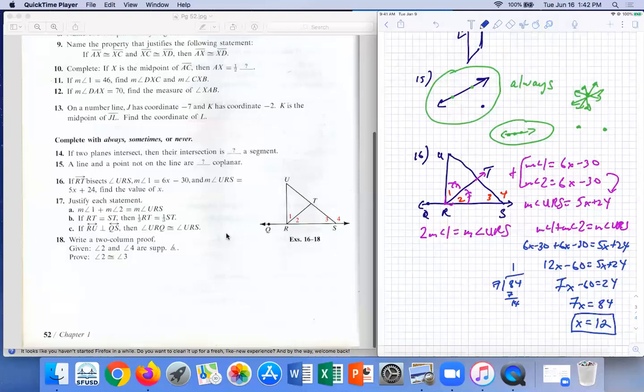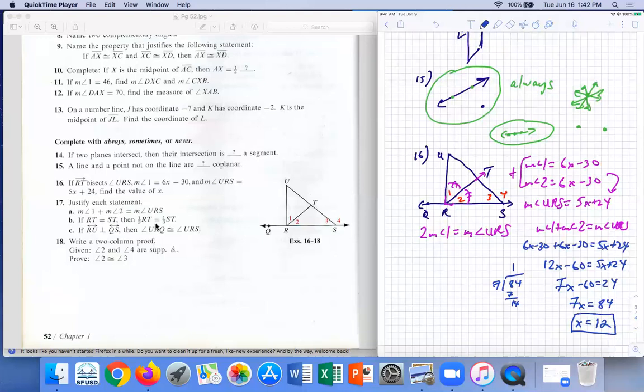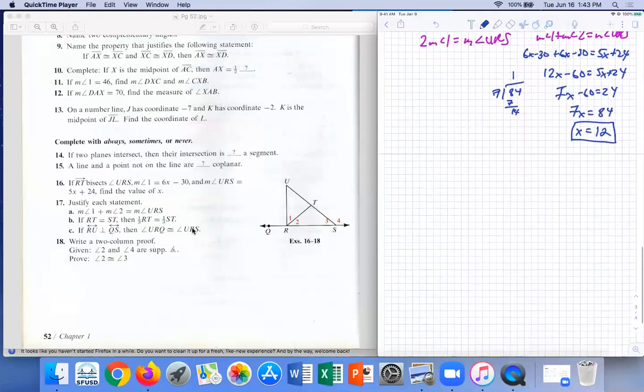All right, 17, justify each statement. Justifying the statement is like finding the reason. Why is this true, right? So let's look at 17. It says justify the statement: measure angle 1 plus measure angle 2 is equal to measure angle URS. That is just the angle addition postulate.